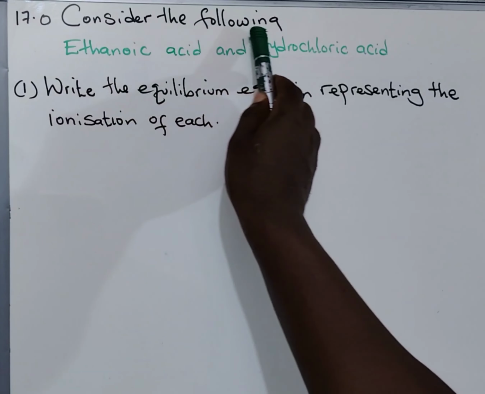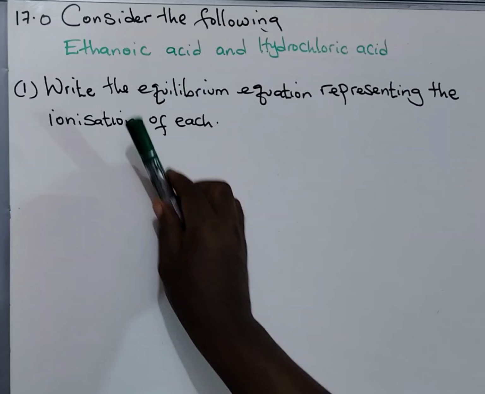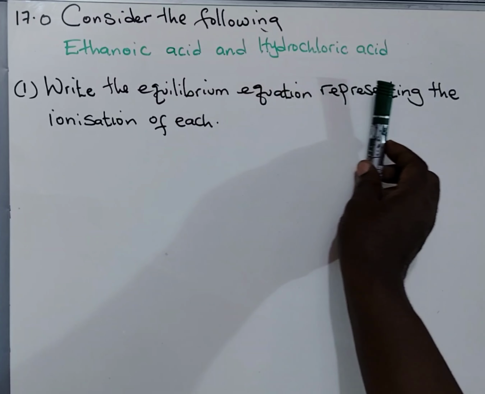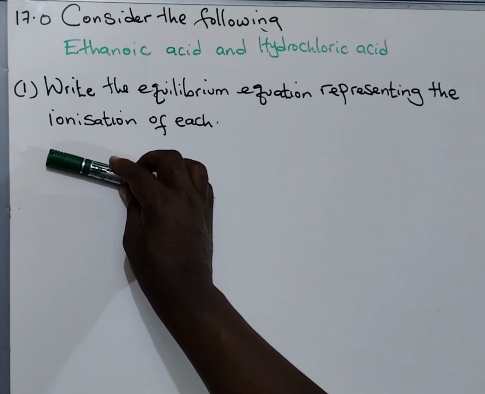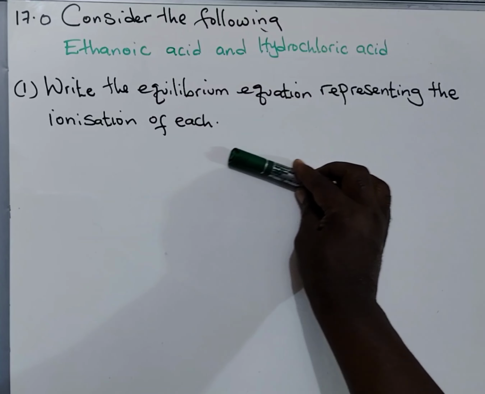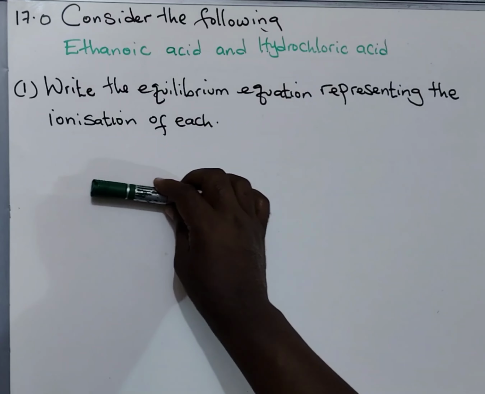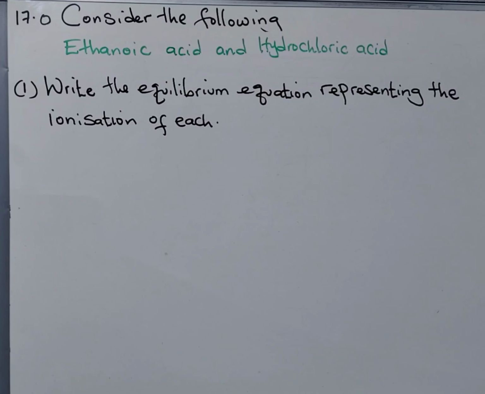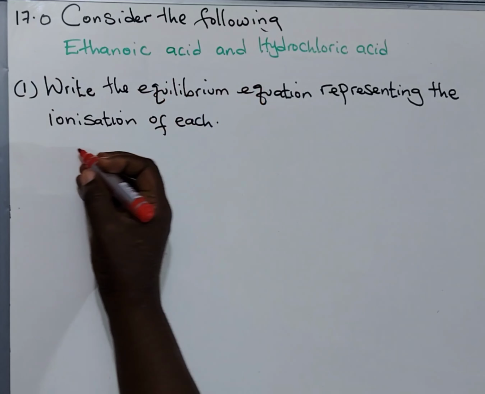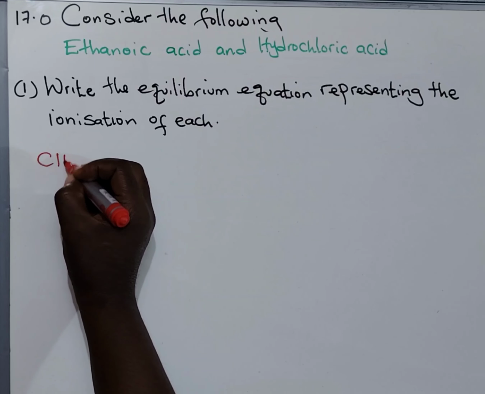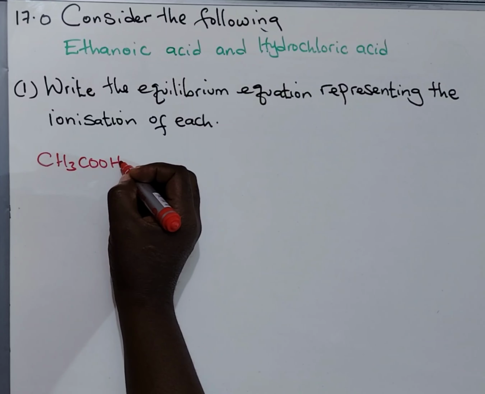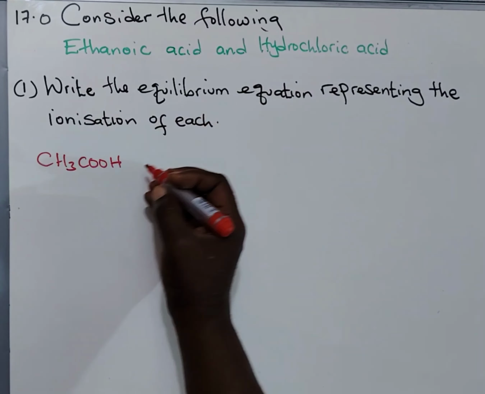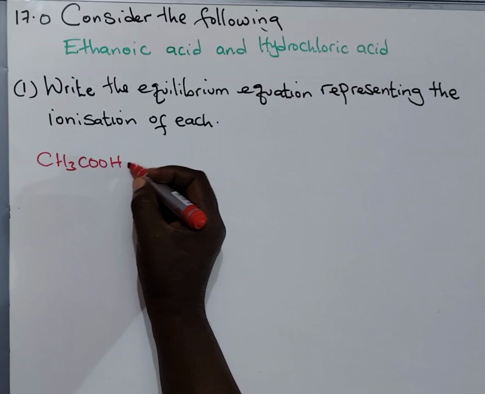It says, consider the following: ethanoic acid and hydrochloric acid. Write the equilibrium equation representing the ionization of each. What do we do here? We have to know that ethanoic acid is CH3COOH, and the ionization is aqueous.